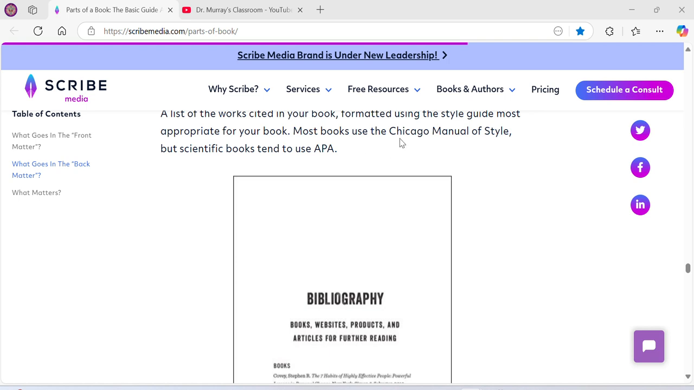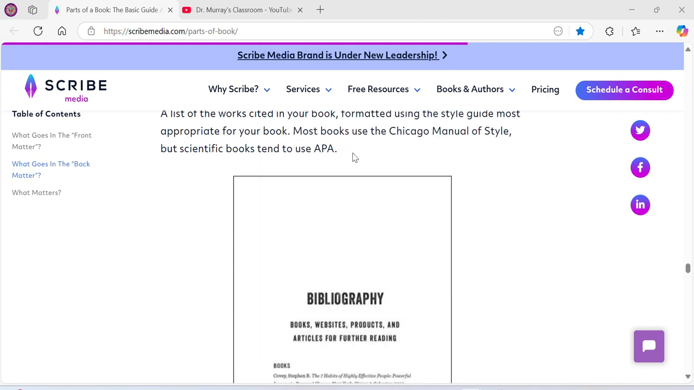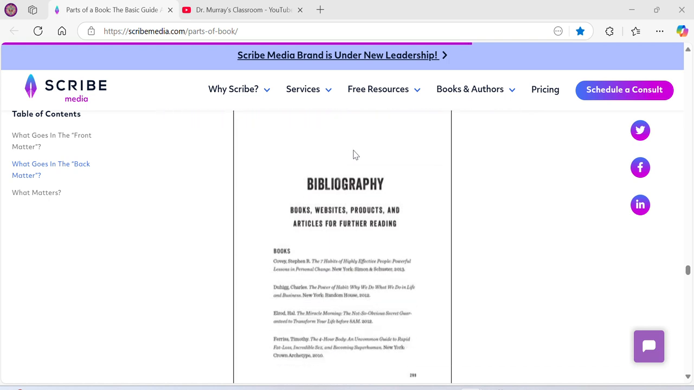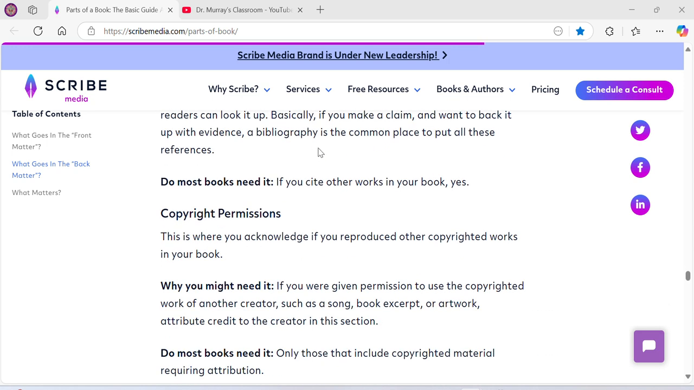Most books use the Chicago Manual of Style, but scientific books tend to use APA. Throughout school, I dealt with APA more than anything. That's what I'm familiar with. So I tend to use APA in my formatting, not just for the bibliography and references, but pretty much throughout my books.